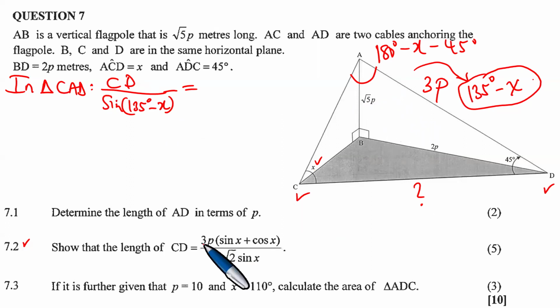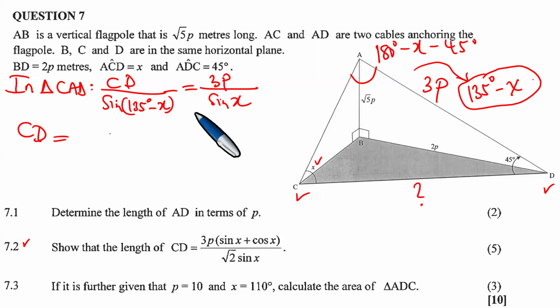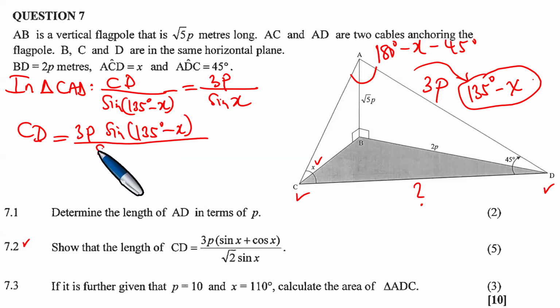So you can use here, there's a 3p that is already visible here, and you can use that. So you can say we took the one to find CD by the sine rule, so we can say it is equal to 3p over the sine of the angle opposite, which is the sine of X. Like so. We cross multiply this, getting exactly CD equals 3p, the sine of 135 degrees minus X, and this is divided by the sine of X, like so.